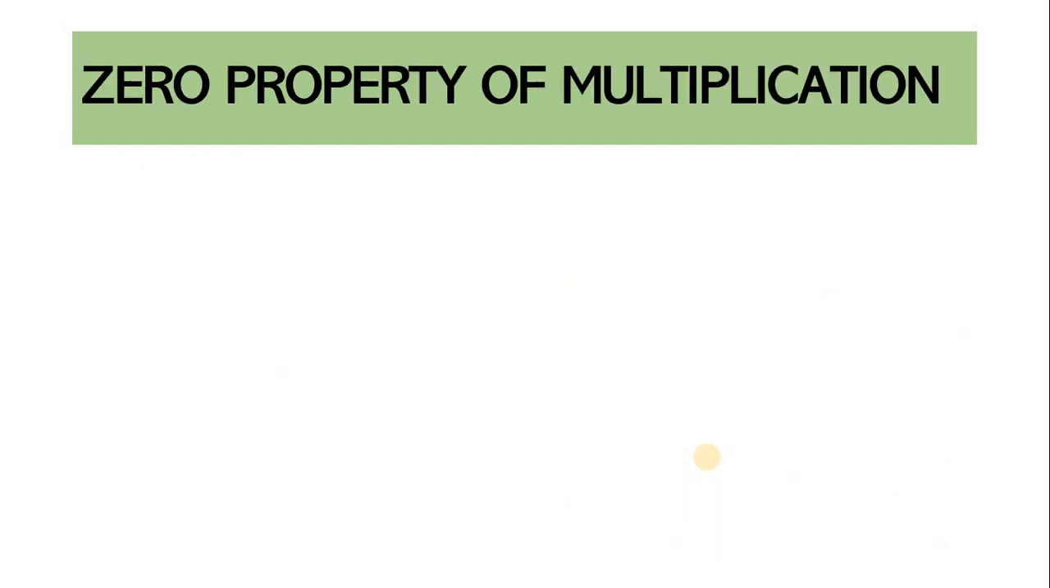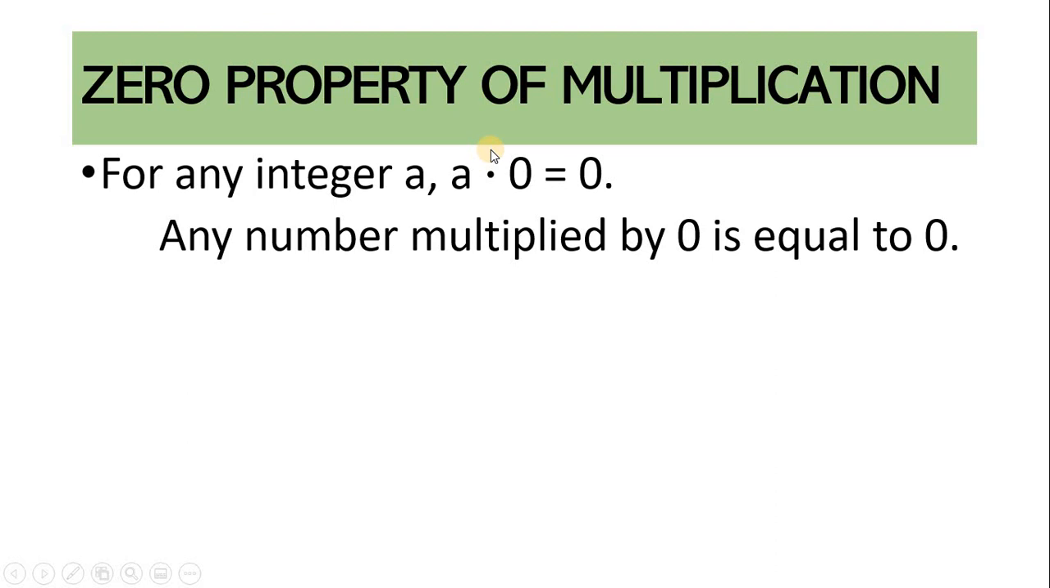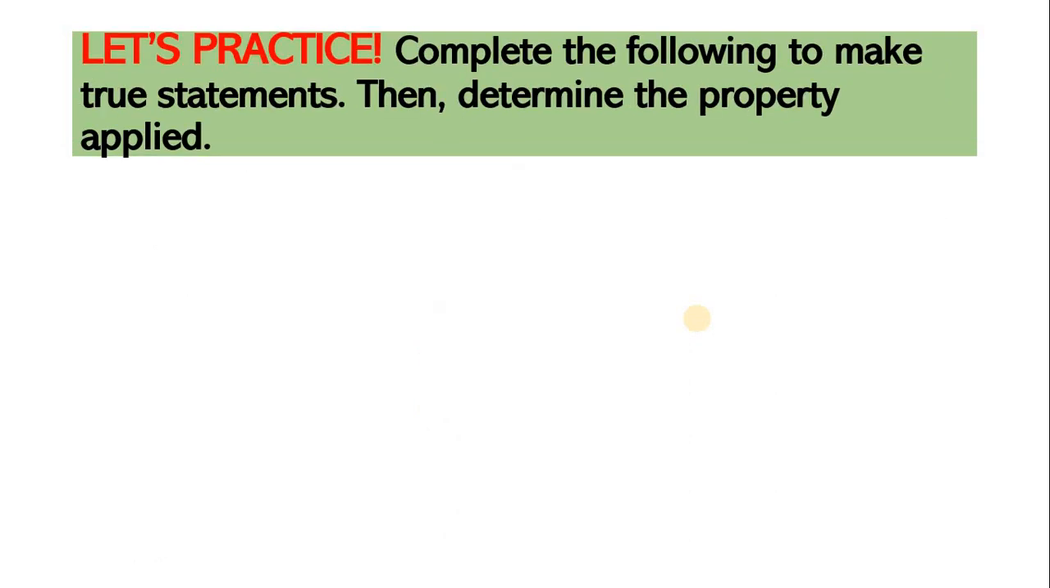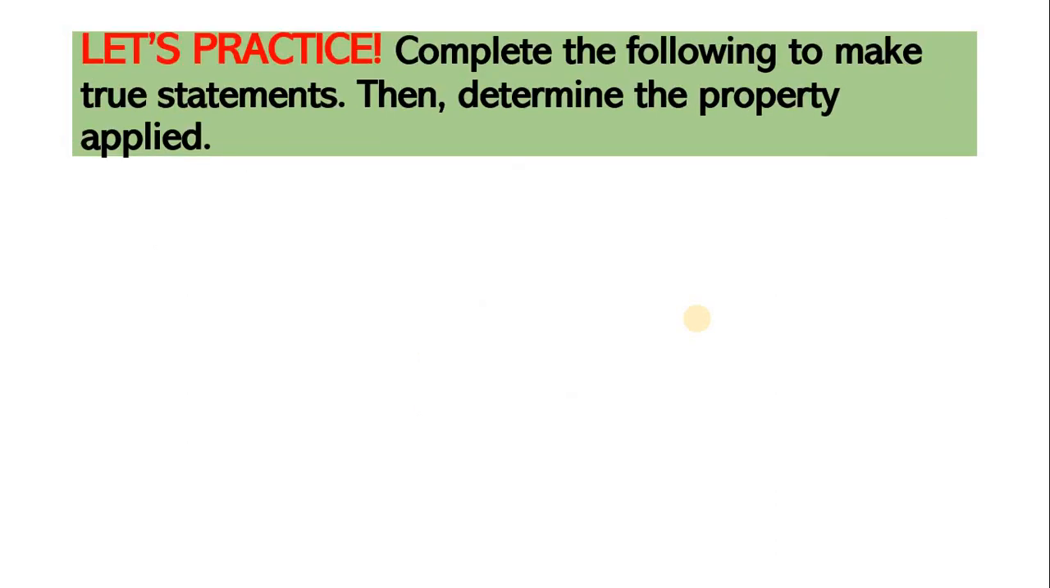Okay? Okay, for our last property, we have the zero property of multiplication. So, for any integer a times 0 is equal to 0. Okay, so any number that we multiply by 0, the product is equal to 0. 15 times 0 is 0. 0 times 10 is 0. So, that's all for the properties of operations on integers. Now, let's practice what you have learned.